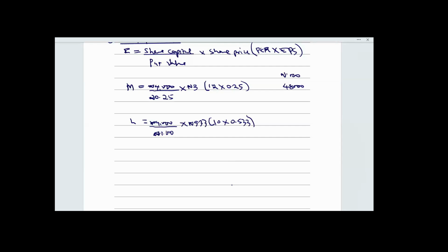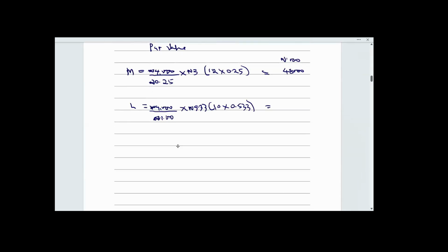Anyway, we manage it like that. Here is 9,000, not 7,000. So 9,000 multiplied by 5.33. That's 47,970.